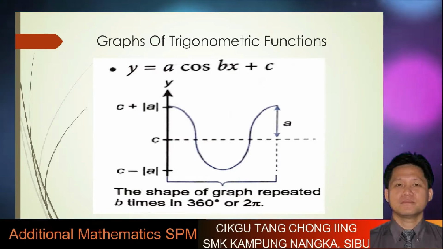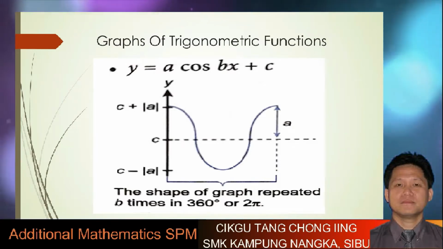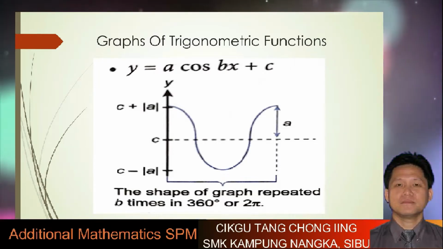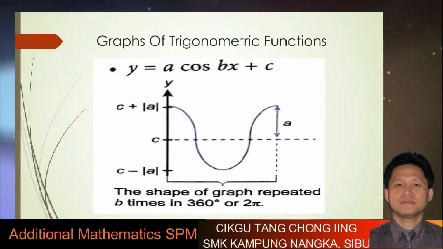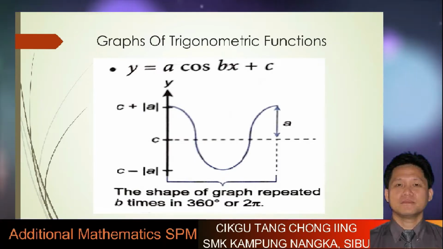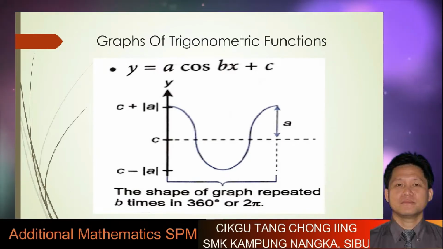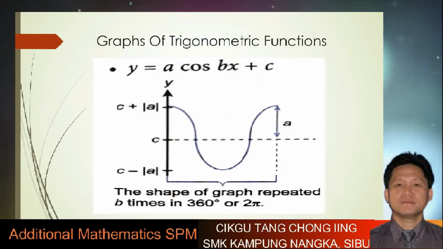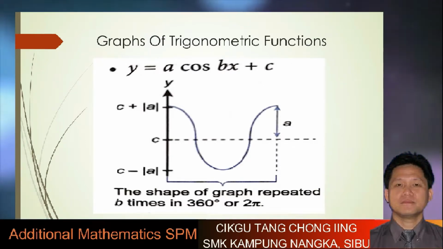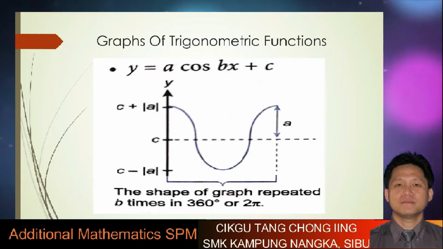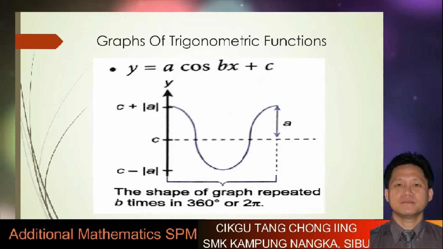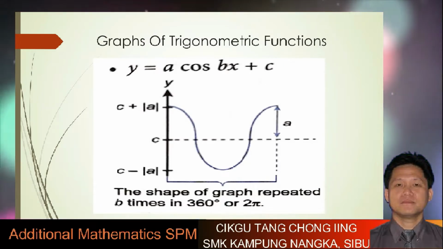If we have b here, b times in 360 degrees or 2 pi radians. Again, if you have b equals 2, as in cos 2x here, then you will see that this shape will be repeated 2 times. And for C, again the same. If C is positive, then the whole graph will be shifted up vertically. And if C is negative, it will be shifted down vertically. Alright, so that is for y equals A cos bx plus C.